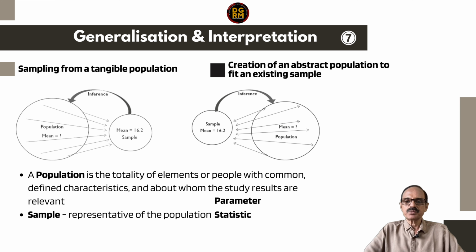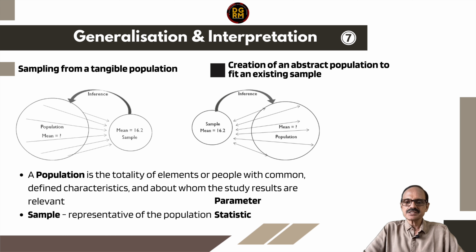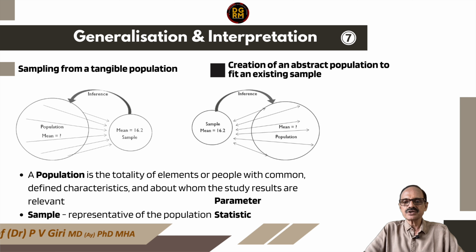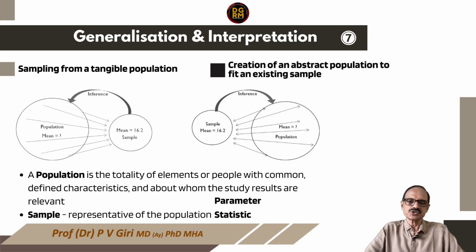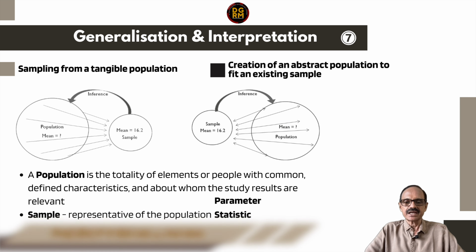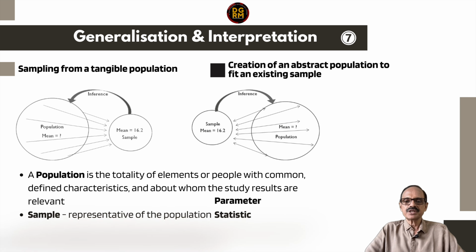Next is an abstract population to fit an existing sample. In a randomized control trial, according to inclusion criteria, we select, for example, people with rheumatoid arthritis as per the 2011 ACR EULAR classification criteria for rheumatoid arthritis. Then we randomly allocate them into two groups. Here, the abstract population we imagine is those who have rheumatoid arthritis in your area. After getting the result, we generalize this to that population. That is an abstract population. So these are very important.